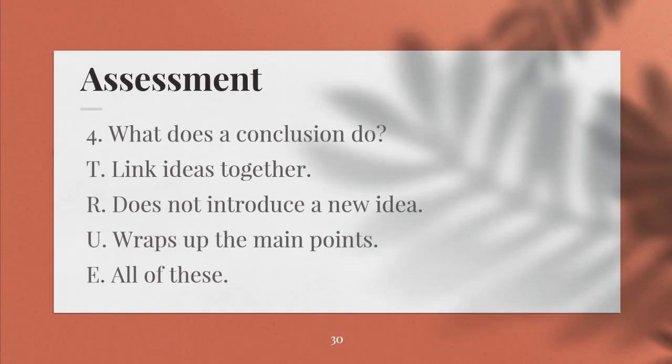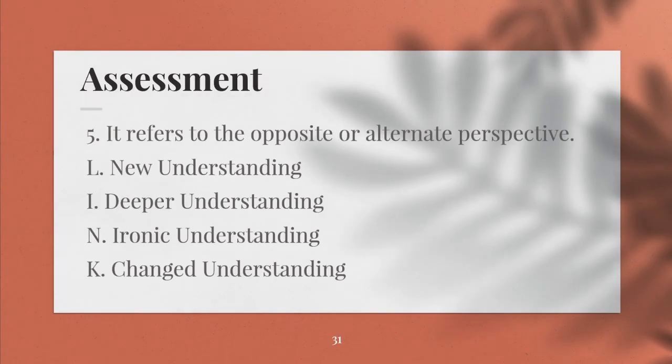4. What does a conclusion do? Is it T. Link ideas together. R. Does not introduce a new idea. U. Wraps up the main points. E. All of this. 5. It refers to the opposite or alternate perspective. L. New understanding. I. Deeper understanding. N. Ironic understanding. K. Change understanding.